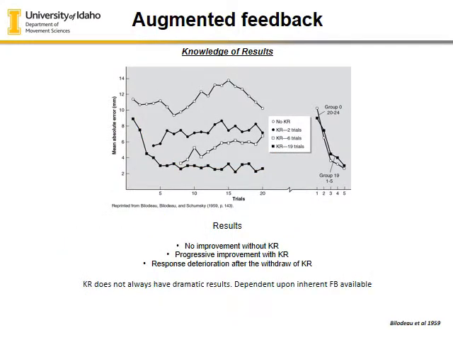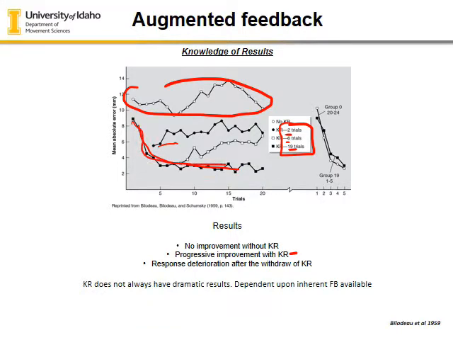So there's no improvement without knowledge of results, right? So they need to have some idea of what it was. There's a progressive improvement with knowledge of results as they go through the process. And this is when the knowledge of results was removed from the study. So they were able to see the knowledge of results for the first couple of trials, for the first 6 trials, for the first 19 trials. So this individual was able to use the knowledge of results to help better improve their learning.